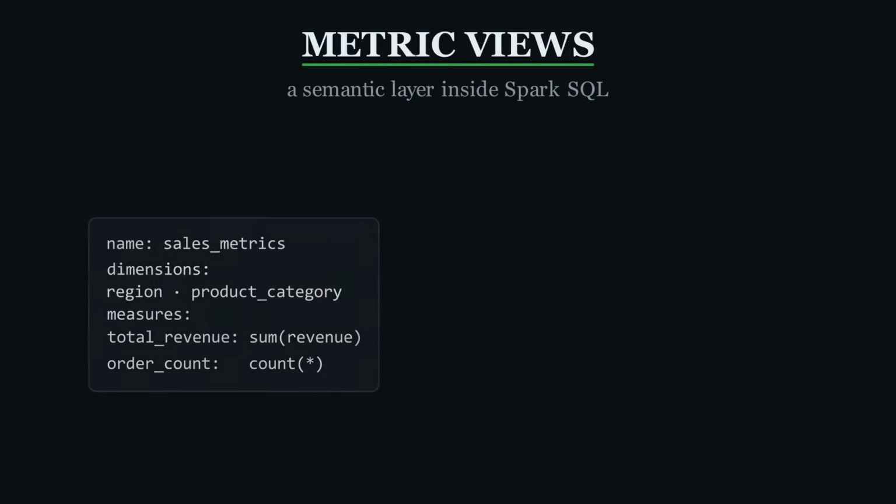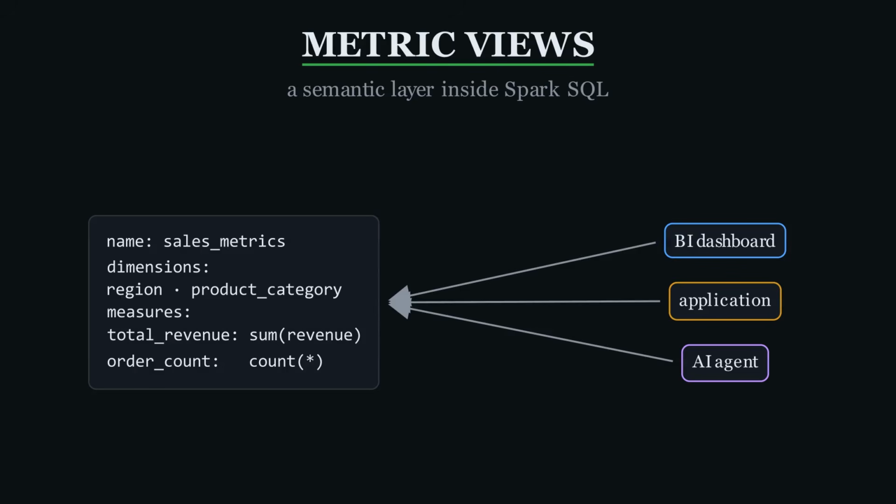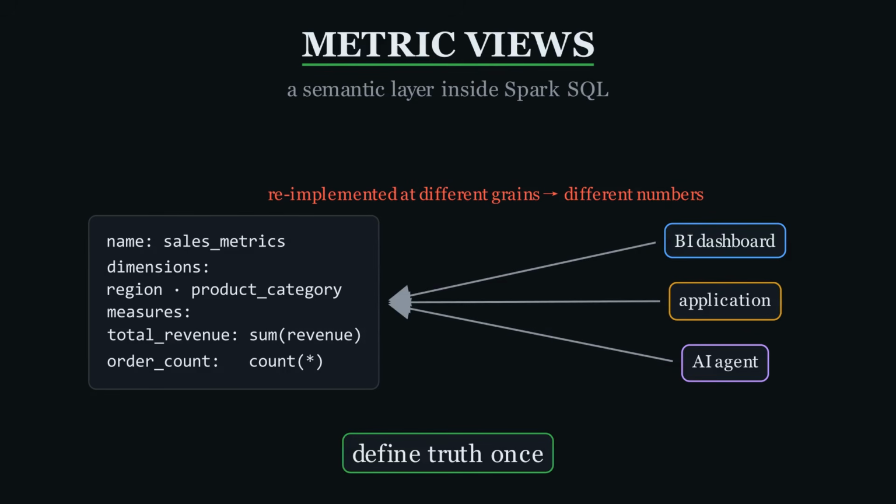Now the headline feature, metric views. Think of it as a semantic layer living inside Spark SQL. You define a business metric, revenue, active users, retention, once, with its dimensions and its aggregation rule. Then every consumer queries that same governed definition. Why care? Because metrics like distinct counts and ratios break the moment two teams re-implement them at different grains and quietly return two different numbers. Metric views let you define truth once, so dashboards, applications, and AI agents all read the same answer.